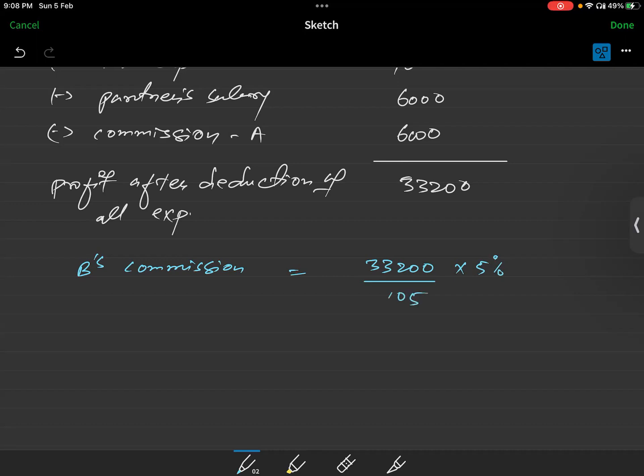Whenever it says that commission needs to be paid after deducting the commission itself, in that case we calculate the commission like this: 33,200 divided by 105 into 5%, or into just 5 by 105. Now you will get the value of the commission as 1,581. This will be the commission for B.